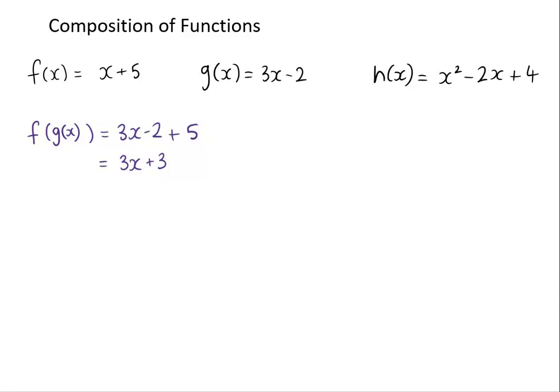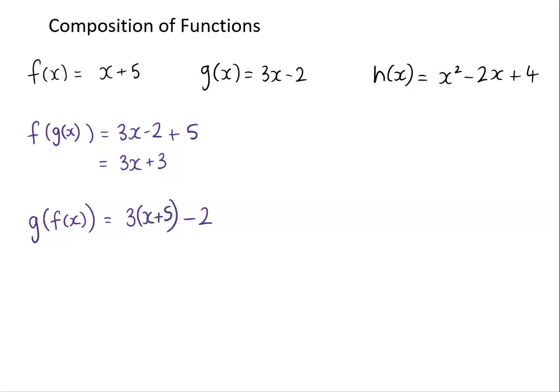We can do that the other way around as well. We could start with our g of x function and put the f function inside of it. So we've got our g of x function, and on the inside, we're putting in the f. So our g function started off being 3x minus 2. Now we're taking out the x, and we're substituting in the f of x function. Now when we substitute in a function, it can be really helpful, particularly if there is a coefficient, to put it in brackets. So x plus 5.